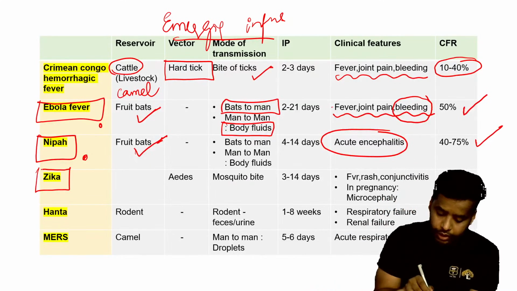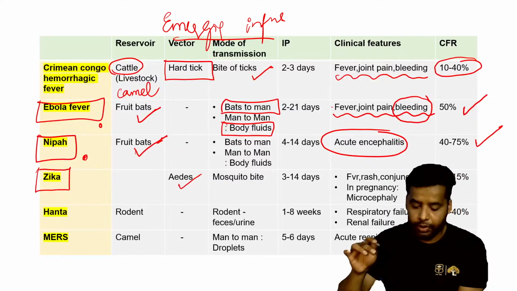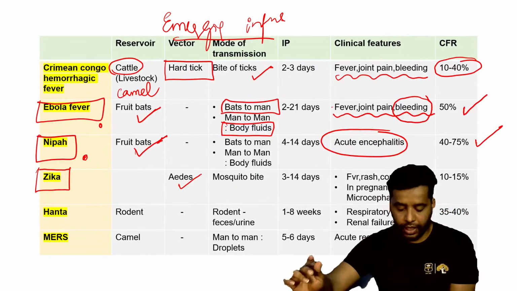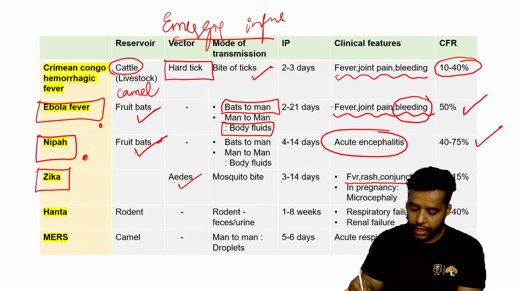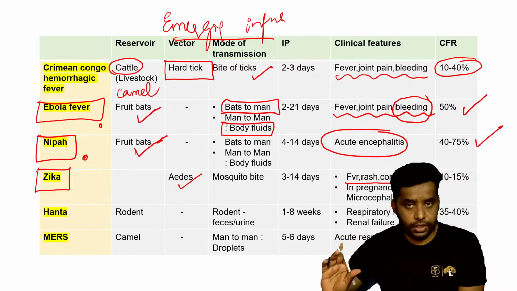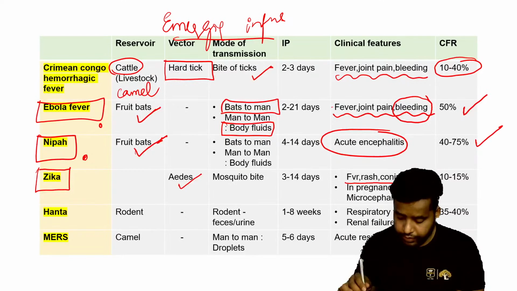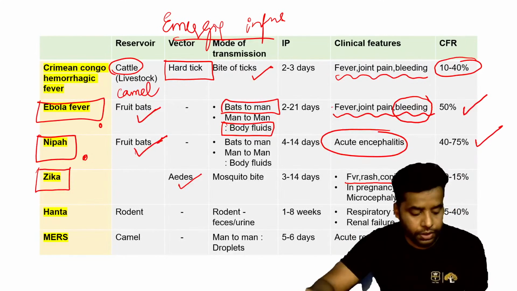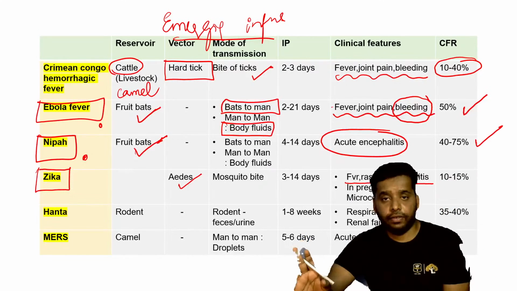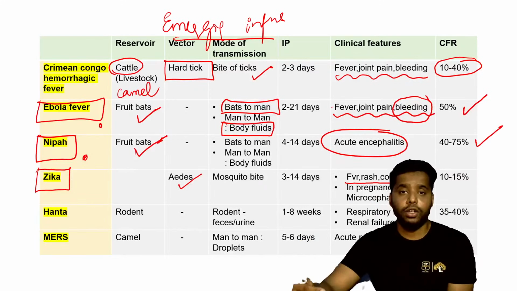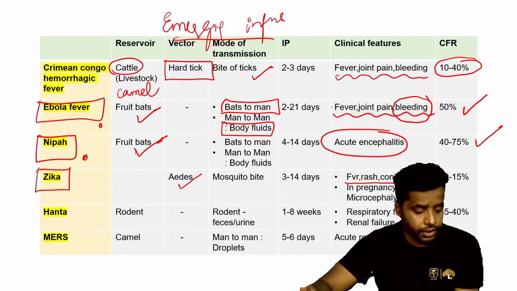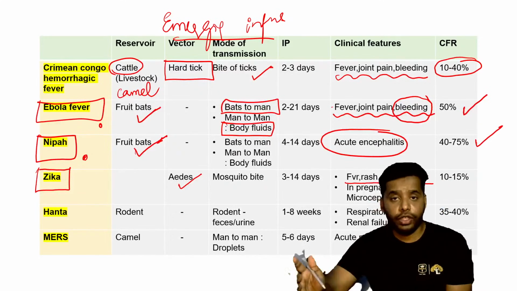Zika: Aedes will be the vector. Any Aedes bite can lead to fever, rash, conjunctivitis. Rule out Zika. The problem with Zika is pregnancy. If she is infected, that can lead to microcephaly among newborns. Microcephaly is the risk factor. That is the problem that can lead to morbid conditions in the population. Zika is transmitted through which vector? Aedes.